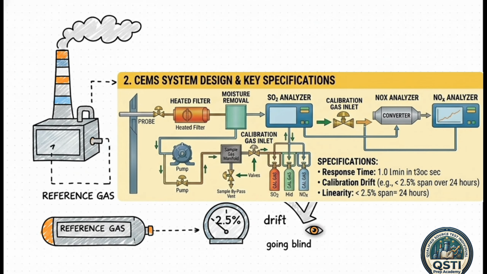And we absolutely can't forget about the daily grind, calibration drift. Over a given period of operation, your CMS calibration cannot drift from the certified reference gas value by more than 2.5% of the span value. You definitely don't want your monitor slowly going blind to the actual pollution levels over time.